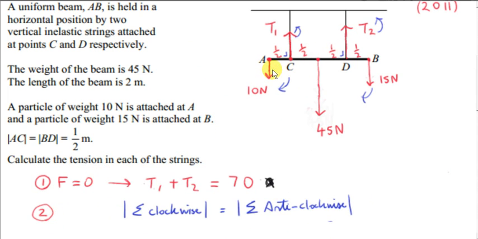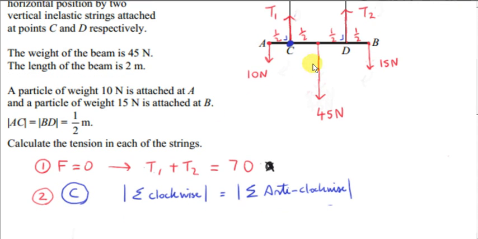Now, as an aside, I will repeat this problem by taking moments about the point C. That way we can get T2 directly. So, what are the clockwise moments about C? Well, this force has a clockwise turning effect about C, and so does this force here. Okay, they both act to turn the beam clockwise about the point C. T2 turns it anti-clockwise actually, and so does this force here.